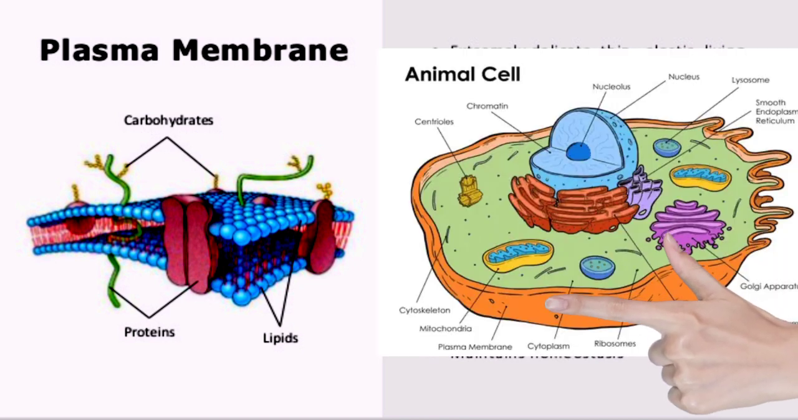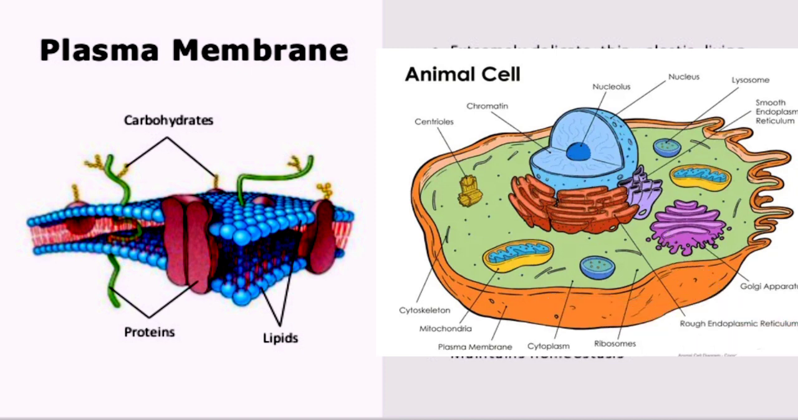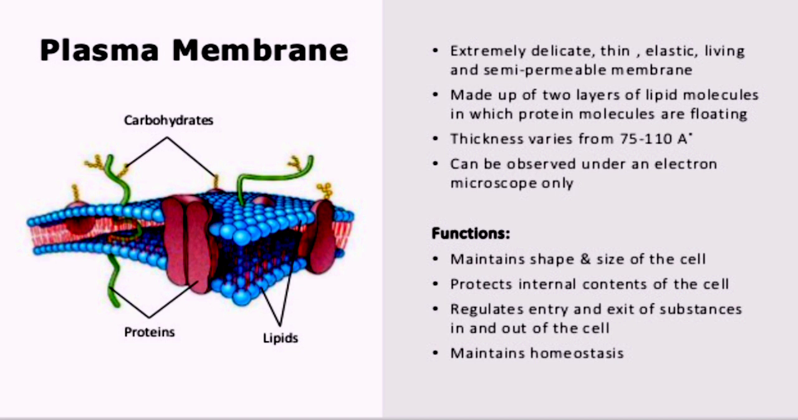Plasma membrane is the outermost covering of the cell. It is the outermost covering of the cell, and the most important thing is that the plasma membrane is living and has fine pores through which substances may enter or leave the cell. Now, what about the composition of the plasma membrane? The cell membrane is composed of lipoproteins. Lipoproteins means lipids and proteins.